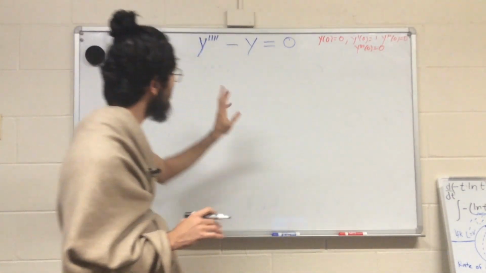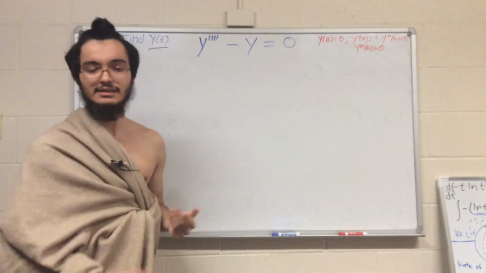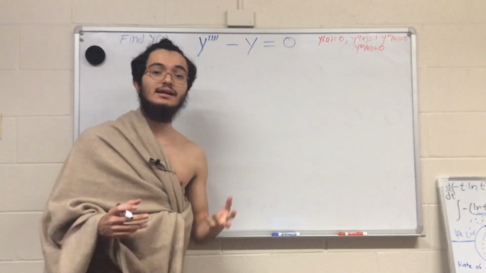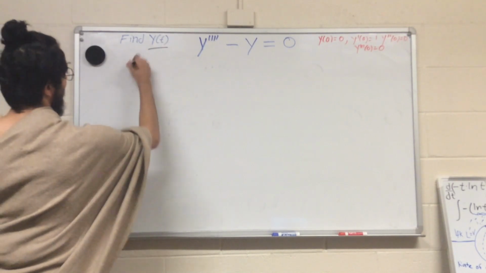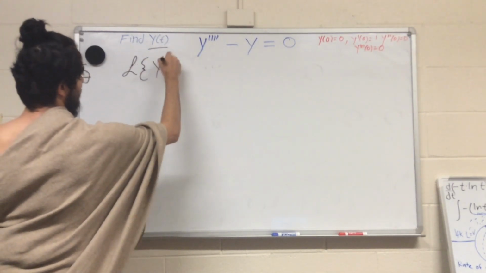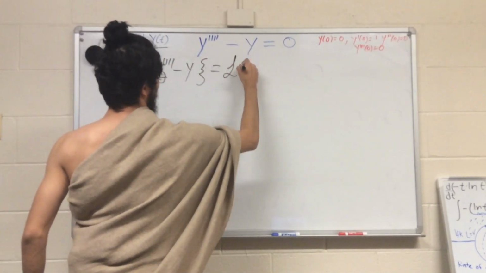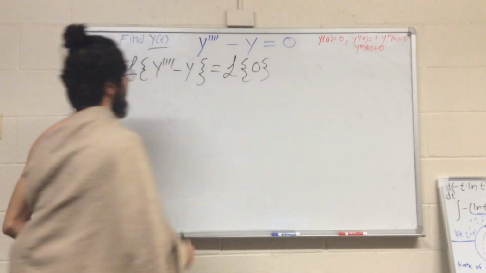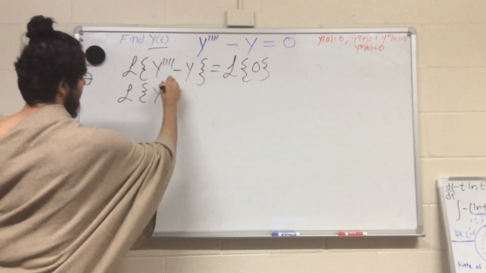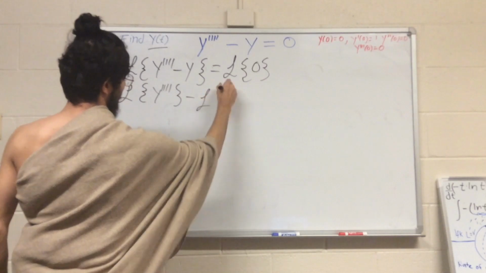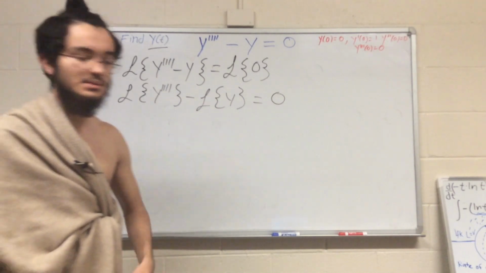Okay, so we have y quadruple prime minus y equals 0. So what we do is basically take the Laplace transform on both sides, knowing that the Laplace transform is a linear operator. So what I mean by that is, if I take the Laplace transform of the left side, which is y quadruple prime minus y, and set it equal to the Laplace transform of 0, then this is nothing but the Laplace transform of y quadruple prime minus the Laplace transform of y, which is equal to 0. The Laplace transform of 0 is 0.